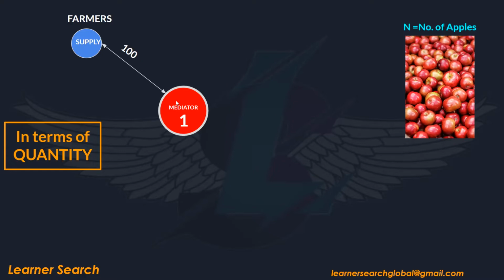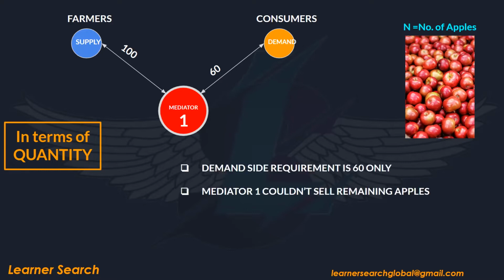Now this mediator tries to get the consumers for those 100 apples, but unfortunately, he sold only 60 out of 100. How many apples remain now? 40. Exactly. 40 again became remnant. If he doesn't sell the 40 apples, it goes as waste. So demand side requirement is 60 only. Mediator one could not sell the remaining apples. In this case, he could not sell the remaining 40 apples.